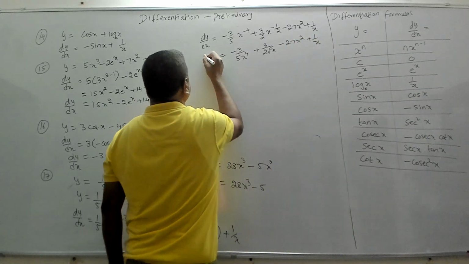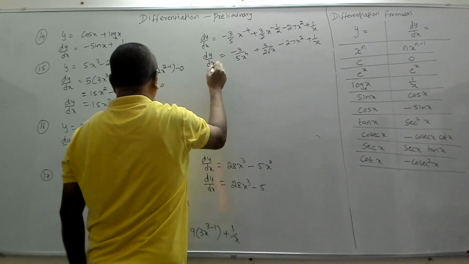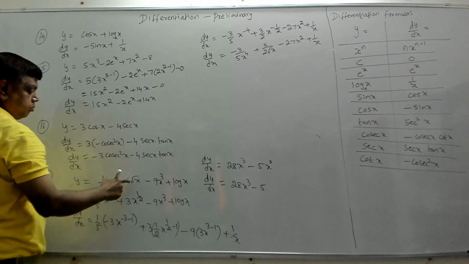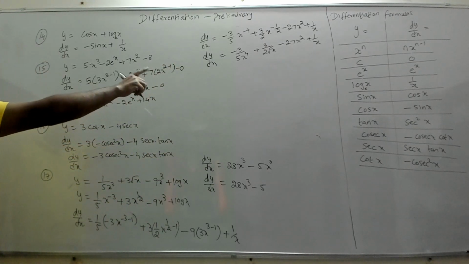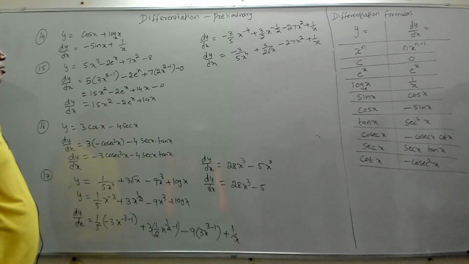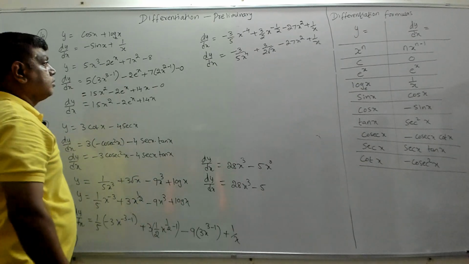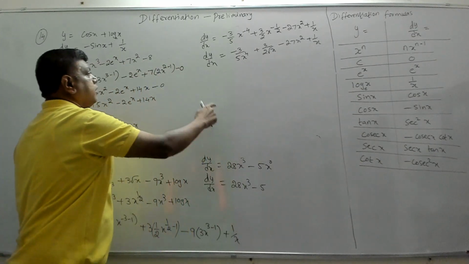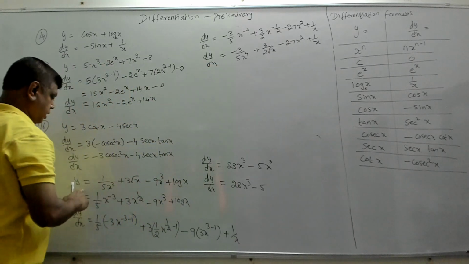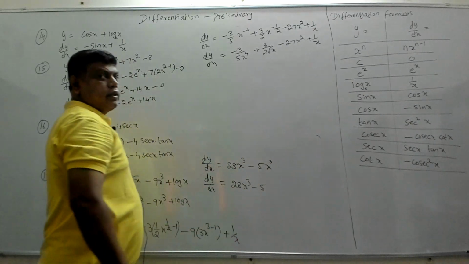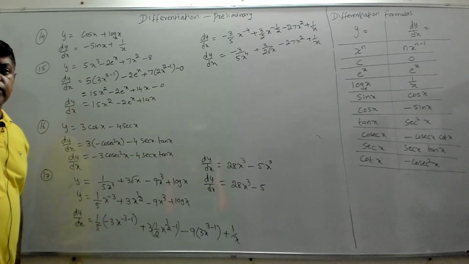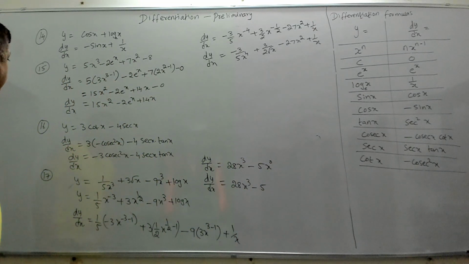So this is the derivative of this function y equal to 1 by 5 x cube plus 3 root x minus 9 x cube plus log x. Differentiation of y. If y is this, then dy by dx is this. Fine.